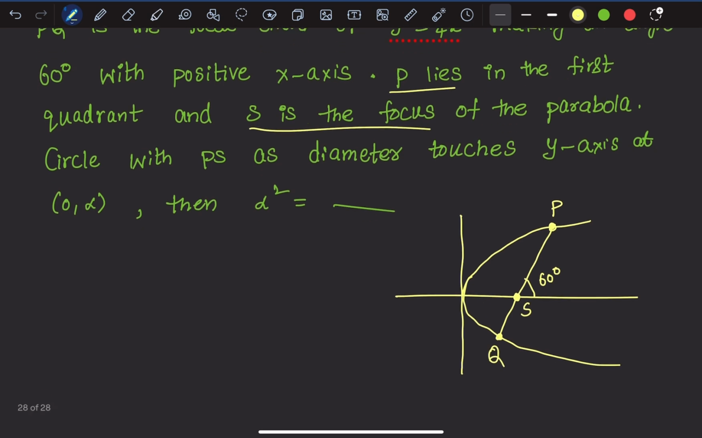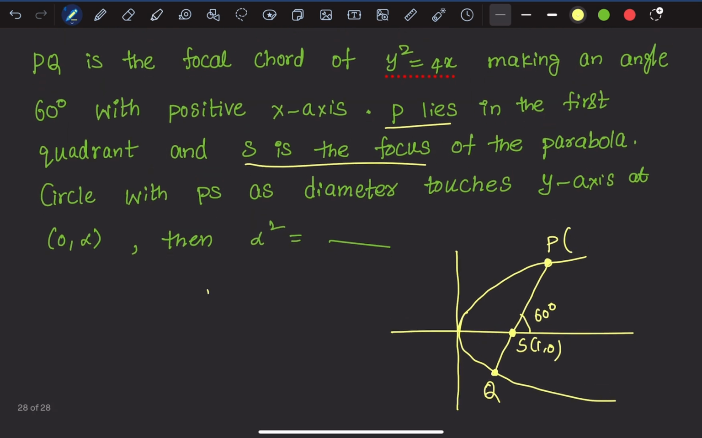A circle with PS as diameter touches y-axis at (0, alpha). Then alpha square is equal to? Alright. Now the focus is (1, 0). Let us say P is (at square, 2at). Here a is equal to 1. So this will be (t square, 2t).